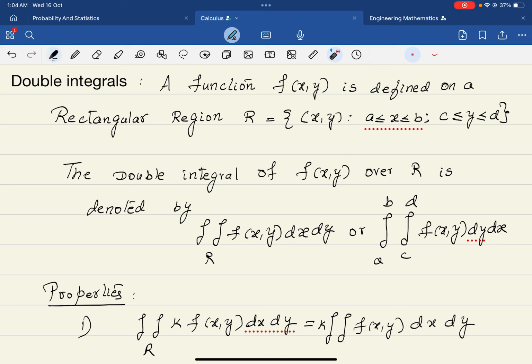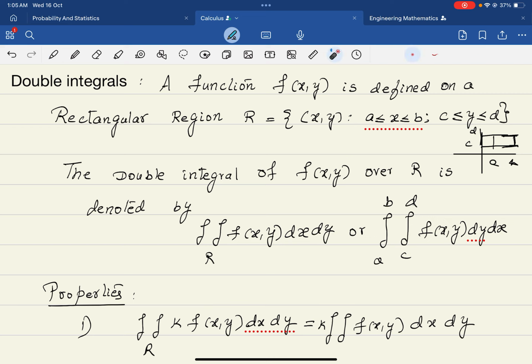For example, if I have drawn the x-axis and the y-axis, suppose x is from a to b and y is from c to d. So this is the region, this is called the rectangular region, where x is from a to b and y is from c to d. In this region the function f of x is defined. Then we define the double integral of that function like this.